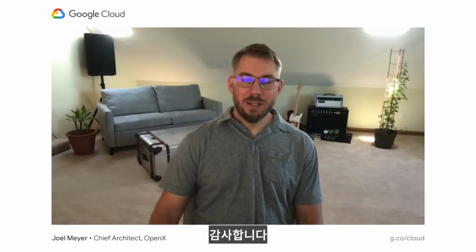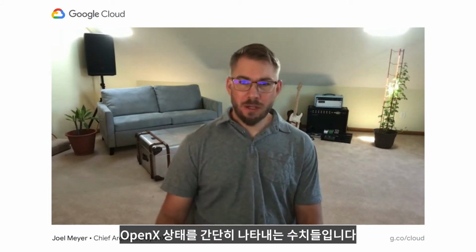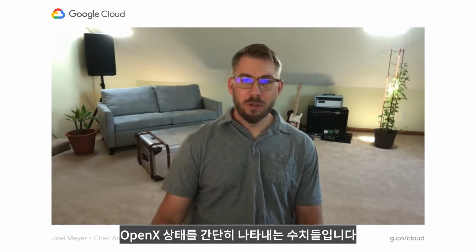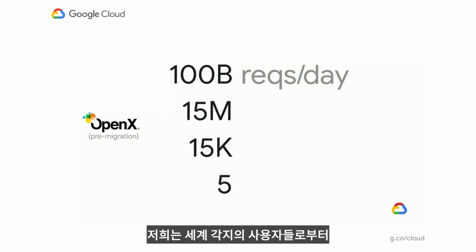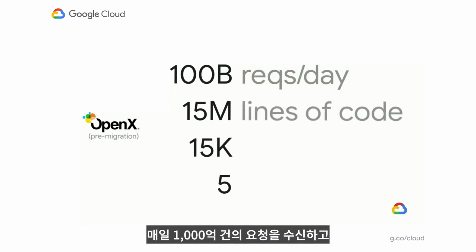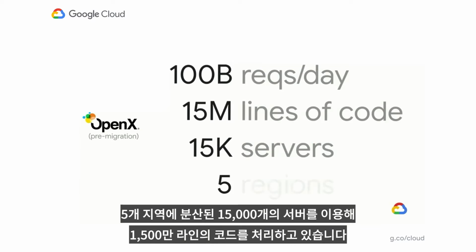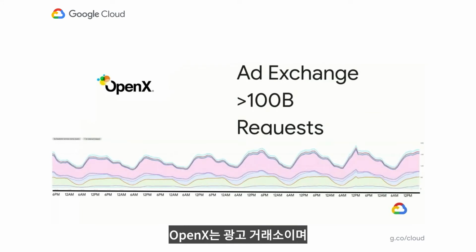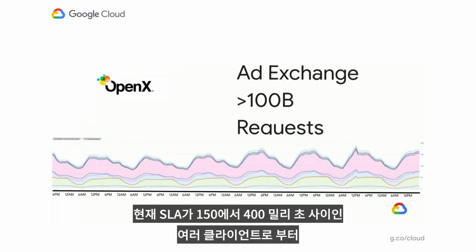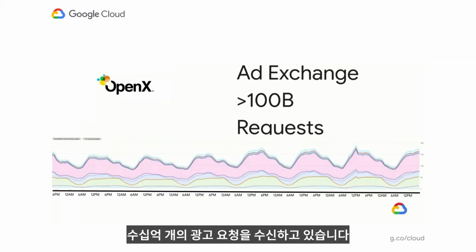Thanks, Jerzy. So these numbers represent OpenX in a nutshell prior to our migration. We were 100 billion requests per day. We're running 15 million lines of code, deployed on 15,000 servers around the globe in 5 different regions. Now, OpenX is an ad exchange, and so those billions of ad requests are coming from a multitude of clients with an SLA of between 150 to 400 milliseconds, depending on the client.